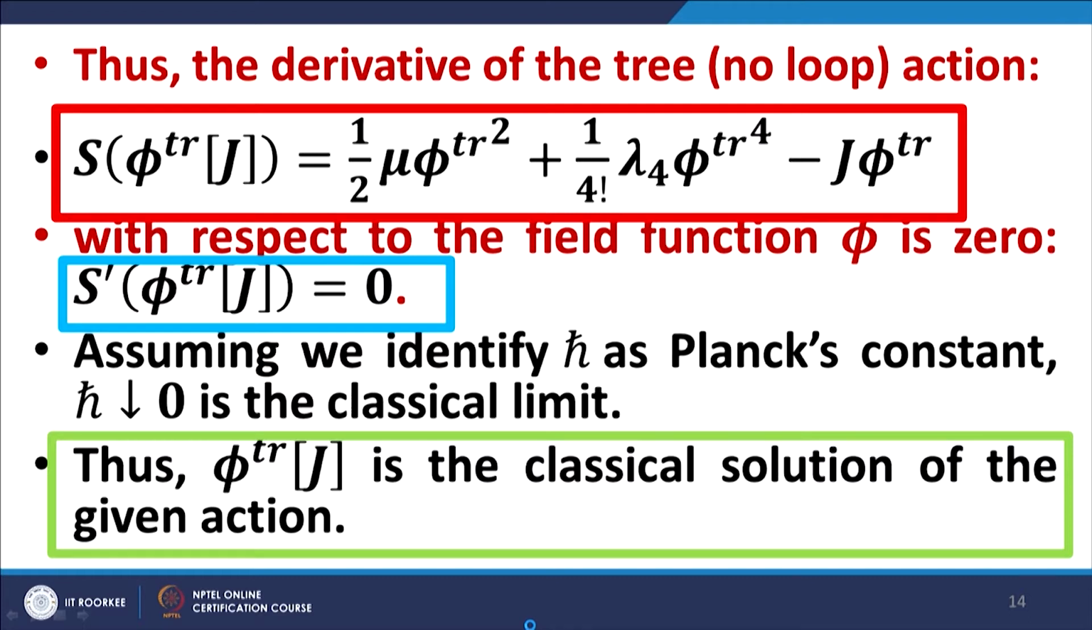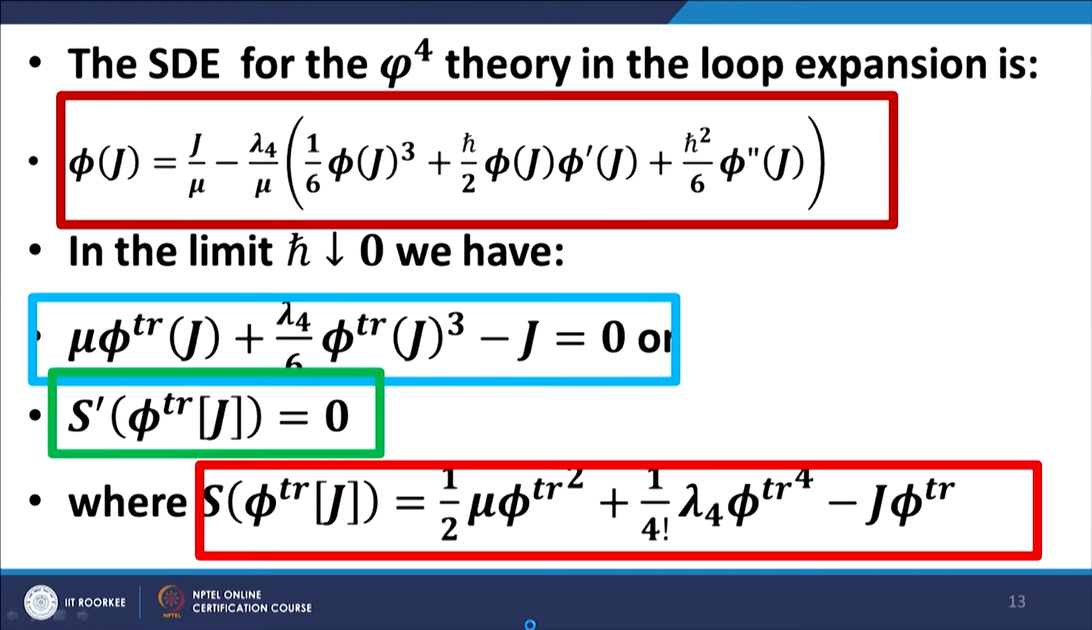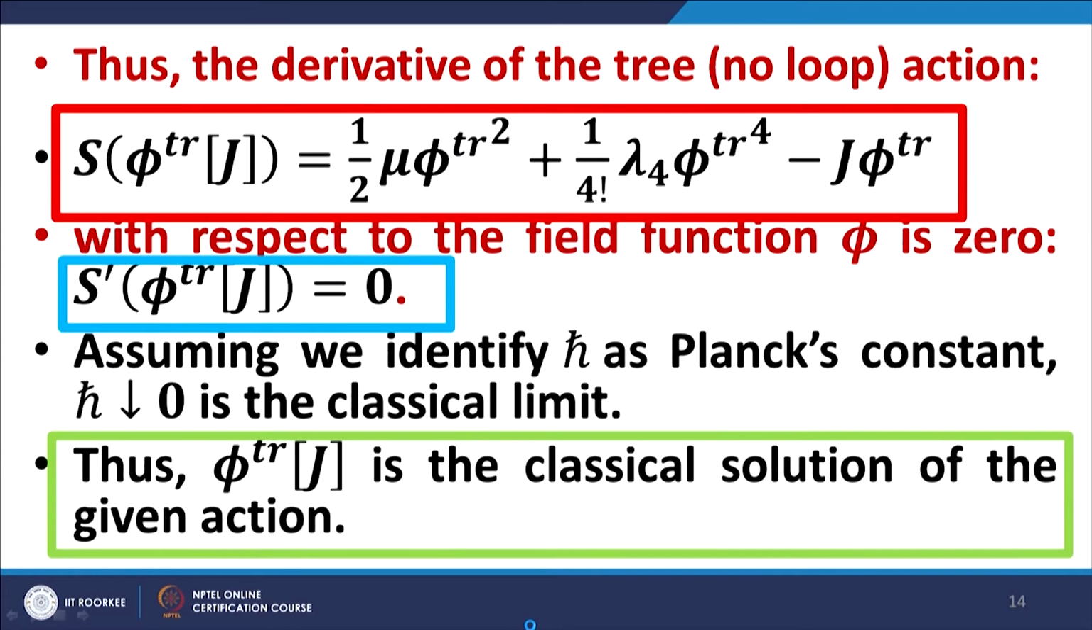If I take this derivative with respect to phi and equate it to 0, I get precisely the expression of the Schwinger-Dyson equation in the limit that h bar tends to 0. So, this implies that the expression in the blue box here is the classical solution of the given action, which is here in the red box.